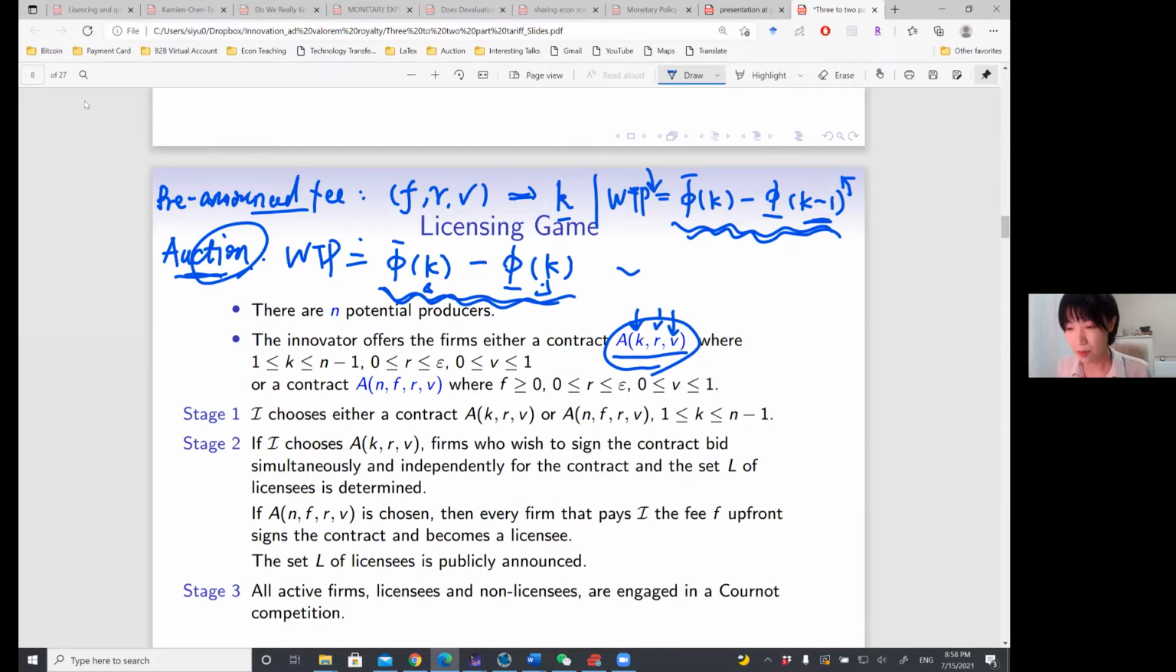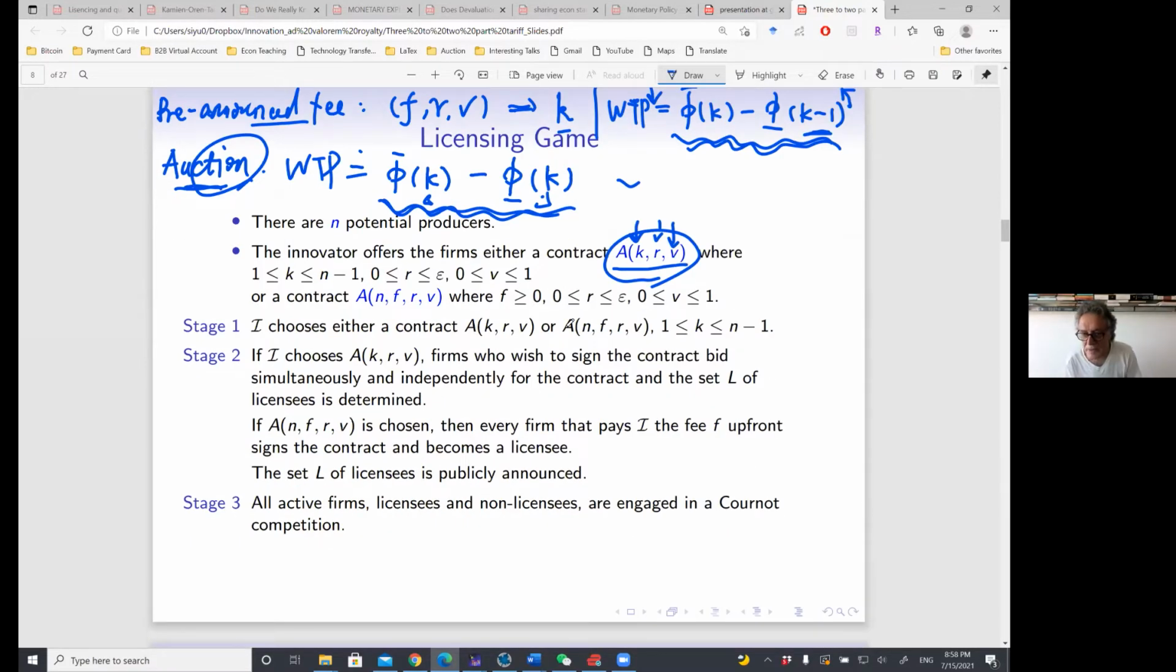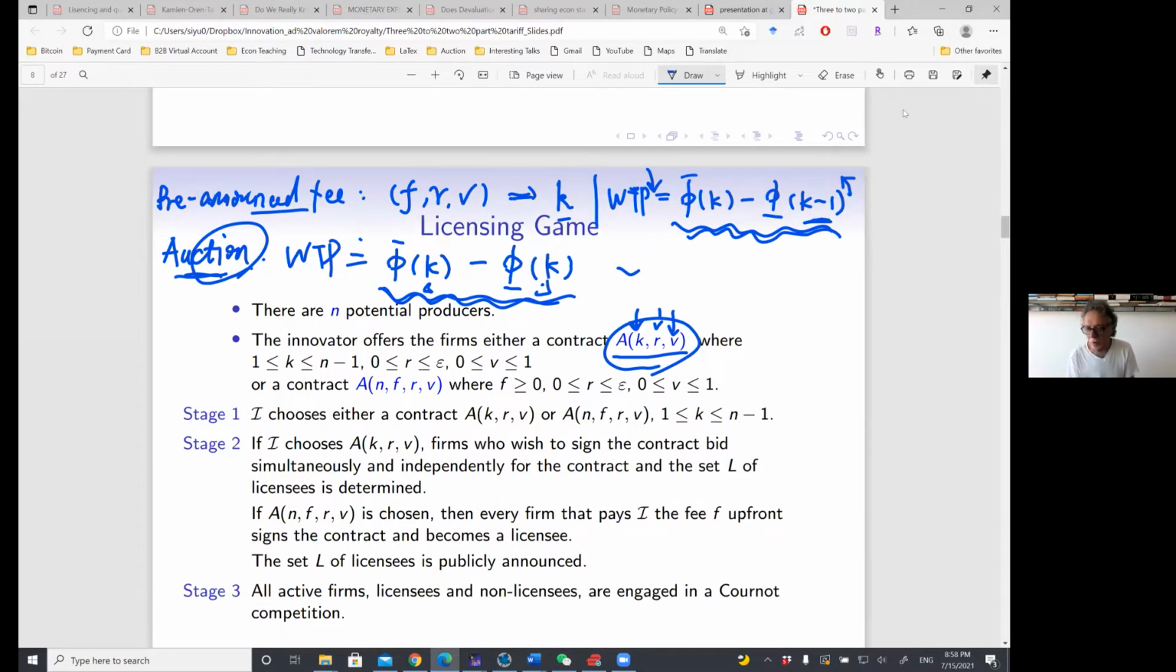Okay, let me just interfere to make sure that everyone understands. What is the contract? The contract is that I, the innovator, commit to sell at most K licenses, and a licensee will pay me R per unit and a percentage V of the revenue. If you want this contract, bid for it. The K highest bidders will get a license and sign this contract.